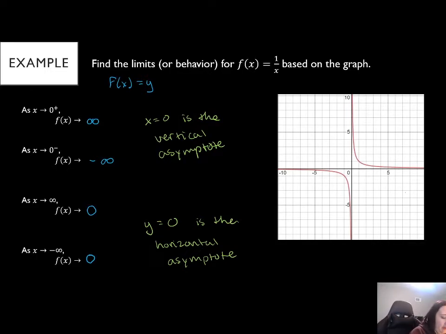So vertical asymptote as y goes to plus or minus infinity, basically that's what's called the vertical asymptote, while the horizontal asymptote is where x goes to plus or minus infinity, and that's what makes it a horizontal asymptote.